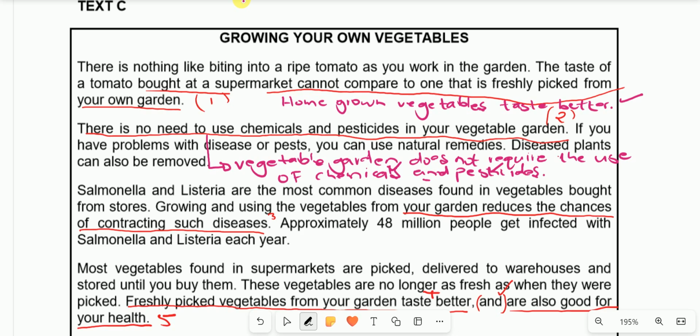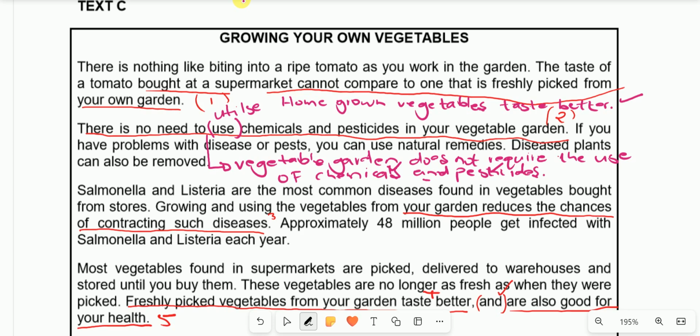Okay, so I'm trying to show you various skills that you can use, and our summaries won't be the same. What is important is that you answer the summary instruction, you don't quote, and you are not deviating from the original text. For the same fact, we can say you don't need to utilize. Instead of saying the word use, you can use a synonym to say utilize. You don't need to utilize chemicals and pesticides in your vegetable garden.